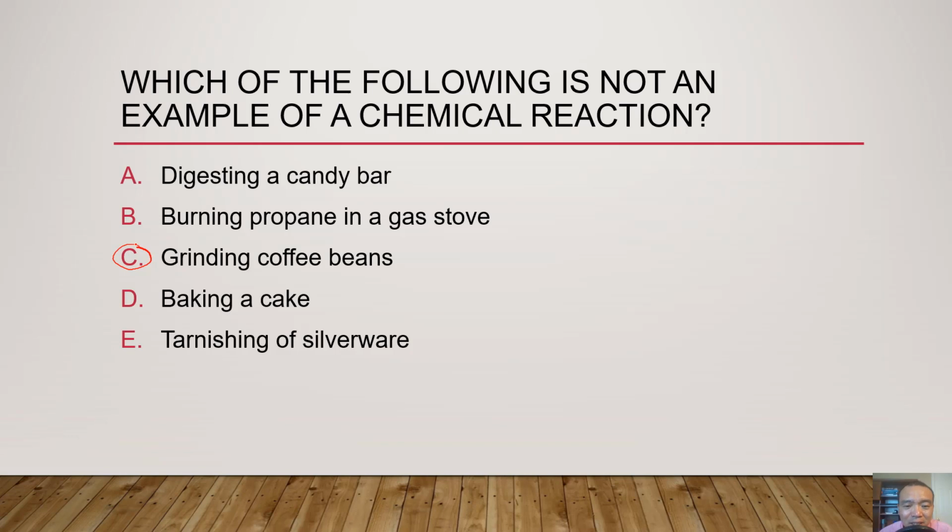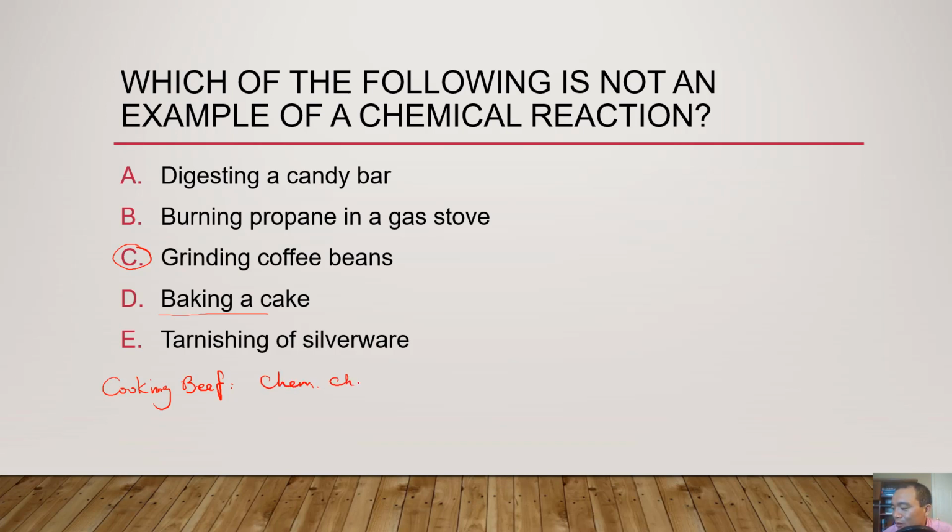D, baking the cake. Before and after this process, cake has become something else. Okay? So baking the cake is actually a chemical change. Similarly, if you have cooking beef, this is also a chemical change.